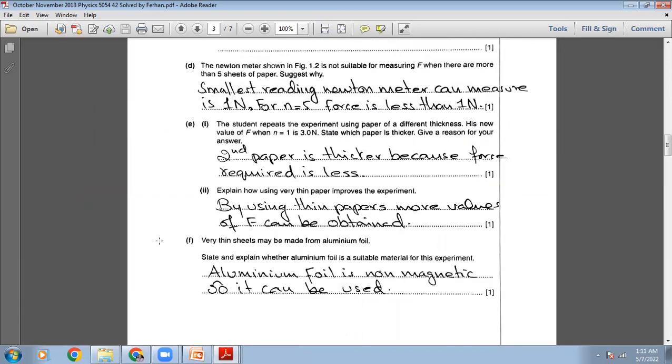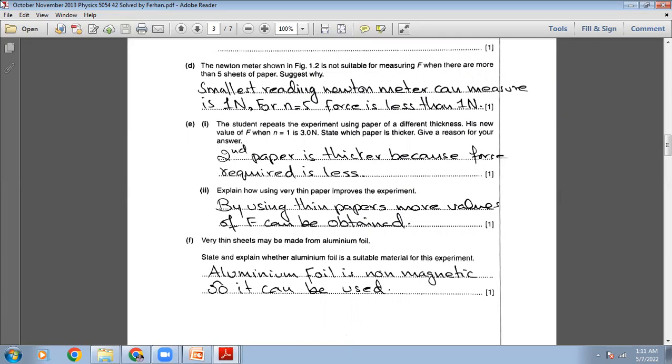The smallest reading the Newton meter can measure is 1 Newton. The Newton meter they have shown us, the smallest reading it can measure is 1 Newton. It cannot measure any force less than 1 Newton. Its least count is 1 Newton. So for n equals 5, the force is less than 1 Newton, so you cannot measure the force required when you put more than 5 sheets of paper.